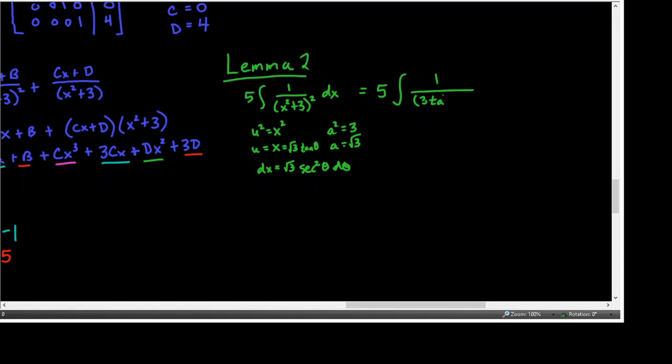Oops. A little stray mark there. I don't want you to think of something important. 3 tangent squared theta. Okay, plus the 3 that was already there. Quantity squared times dx, which is square root of 3 secant squared theta d theta.